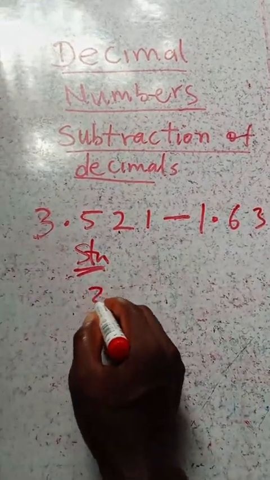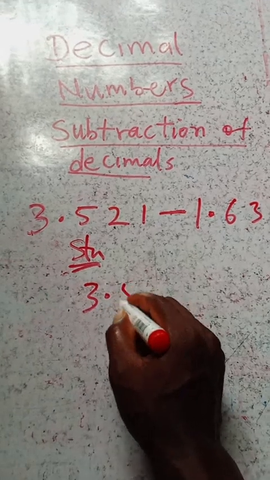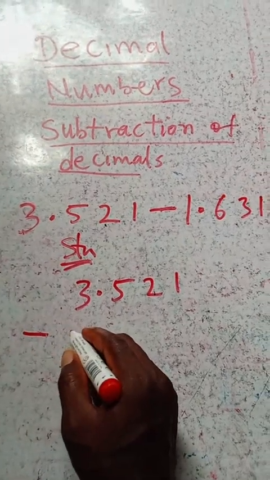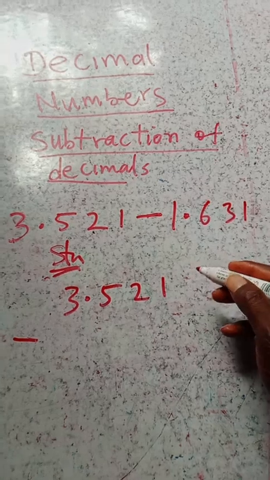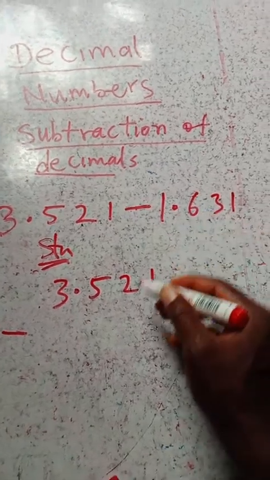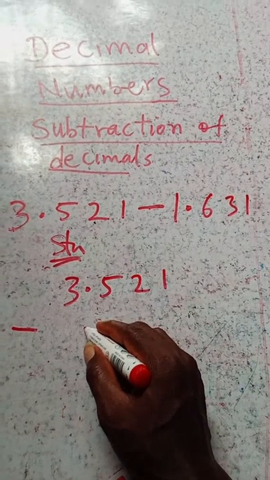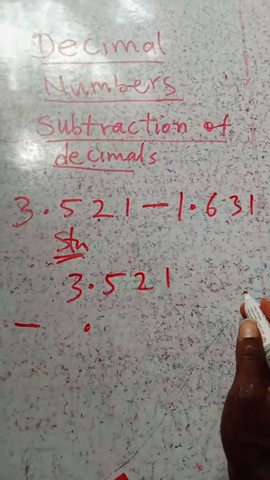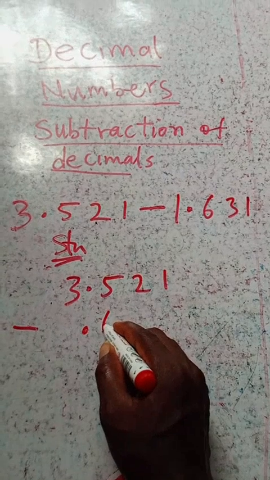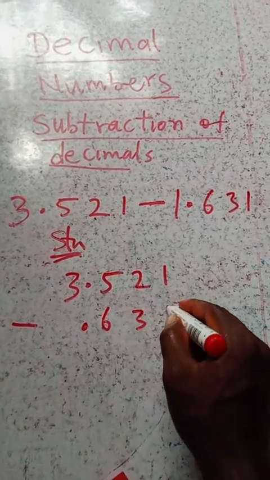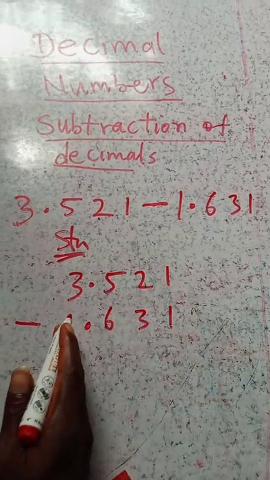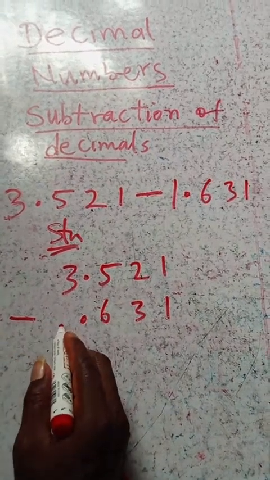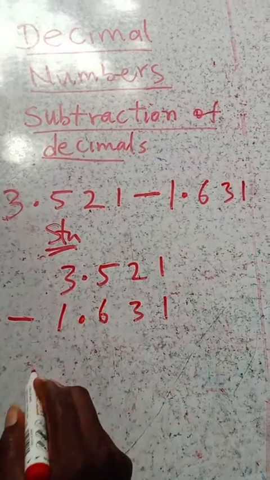You write down 3.521, okay, minus what? If I said if you don't want to make mistake, write down the decimal point first so that you know where to write from. So you write the decimal point here, and to your right is what? 6, 3, and what? 1. Okay, what about before the decimal point? Before the decimal point is what? Just 1. Are you seeing it?